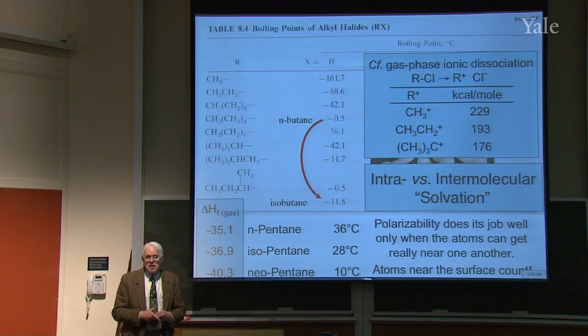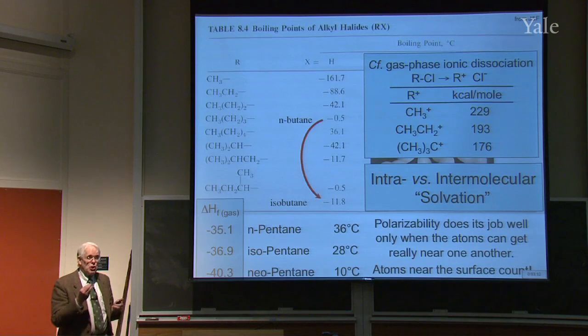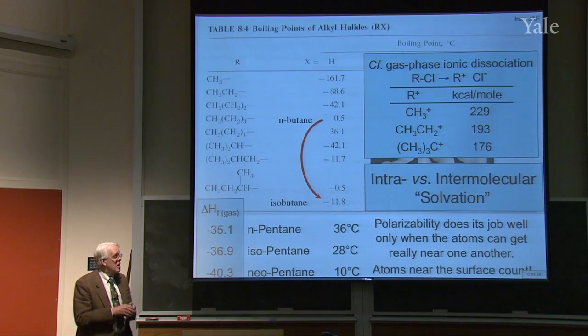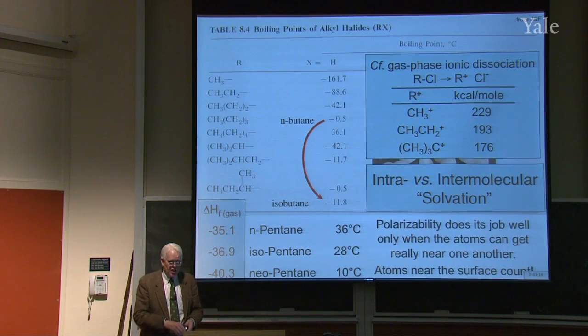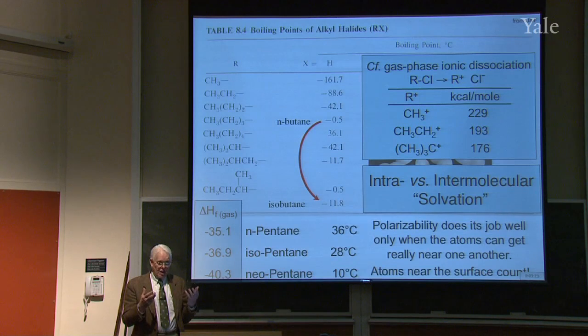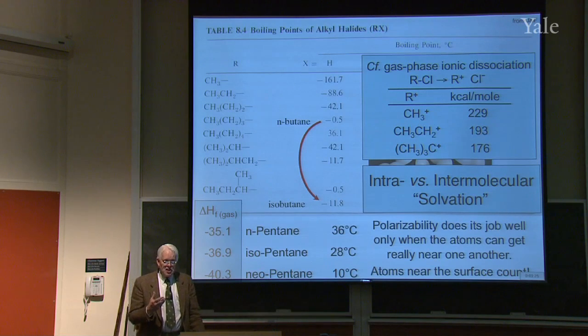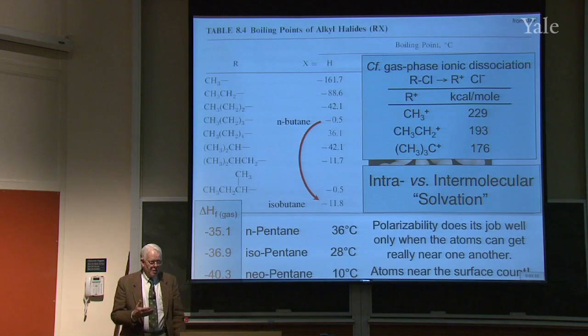And you can see the same principle in a more pronounced way when there's an actual charge to do the polarizing, right? So if we look here at the gas phase ionic dissociation, so how much energy does it take to break a chloride away from R to make R+? So we look at the stability then of the R+ cation, and you can see that it's ever so much easier, 53 kilocalories easier to make t-butyl than it is to make methyl.